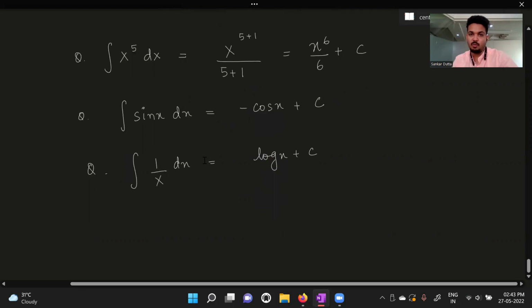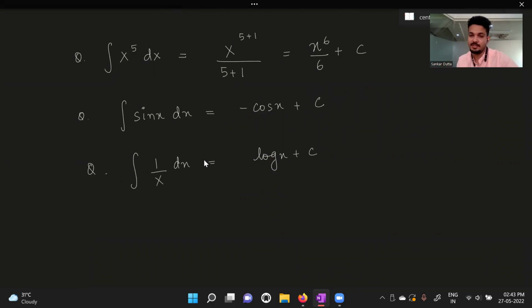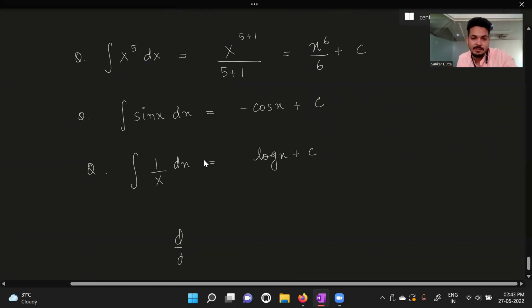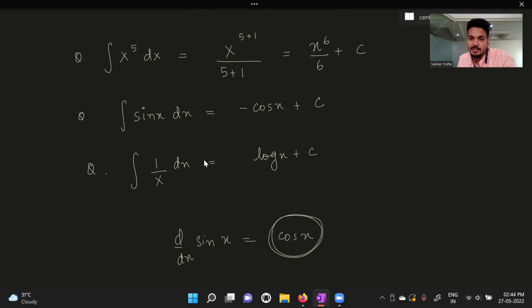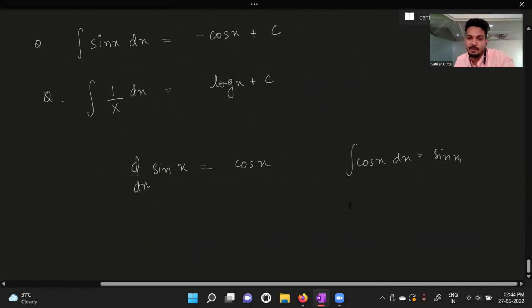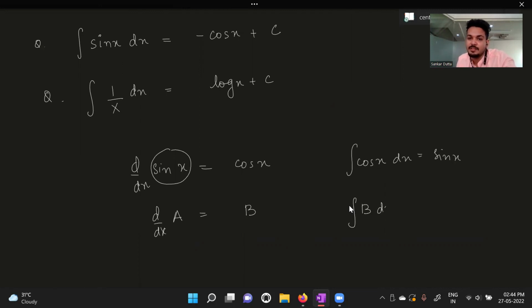One more thing you can notice is that differentiation and integration are complementary functions of each other, just like plus and minus. If you differentiate d by dx of sin x, you get cos x. Whatever you get as the result, if you integrate again, the integration of cos x will be sin x. That is what I mean by complementary. If you differentiate a function a to get b, then the integration of b with respect to x would give you a.